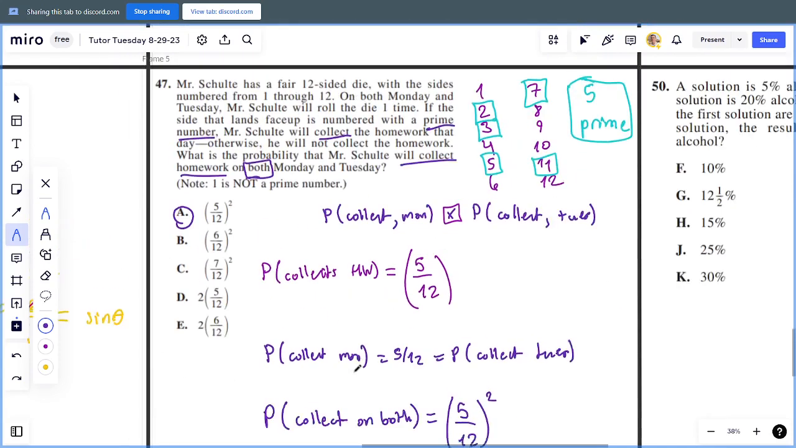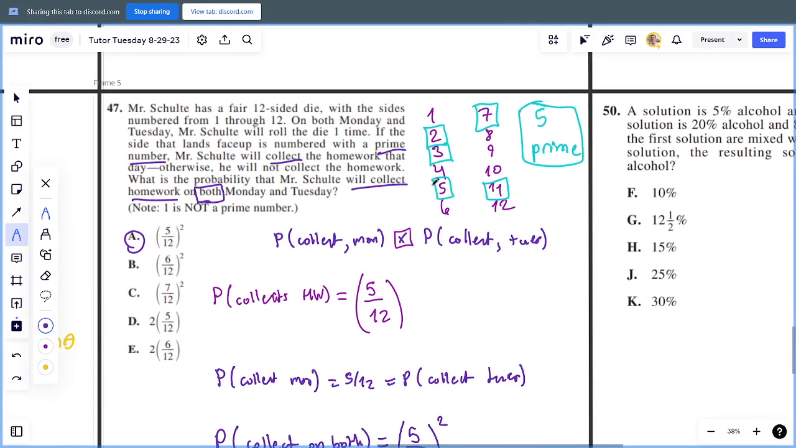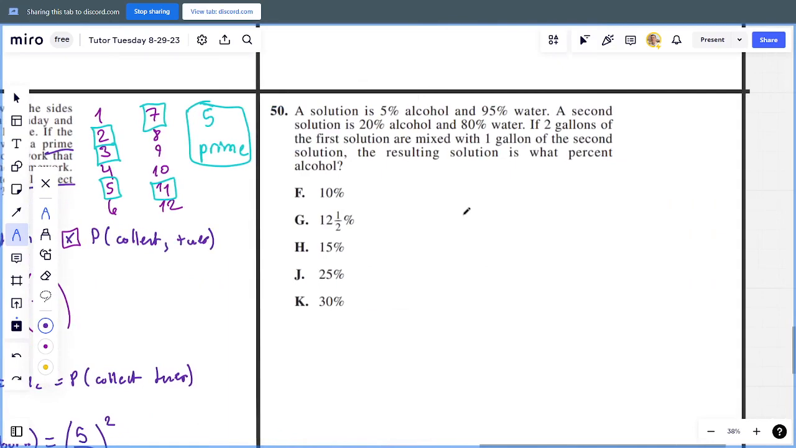I don't really know who rolls a 12-sided die to see if you should collect homework or not. Huh. Very interesting.